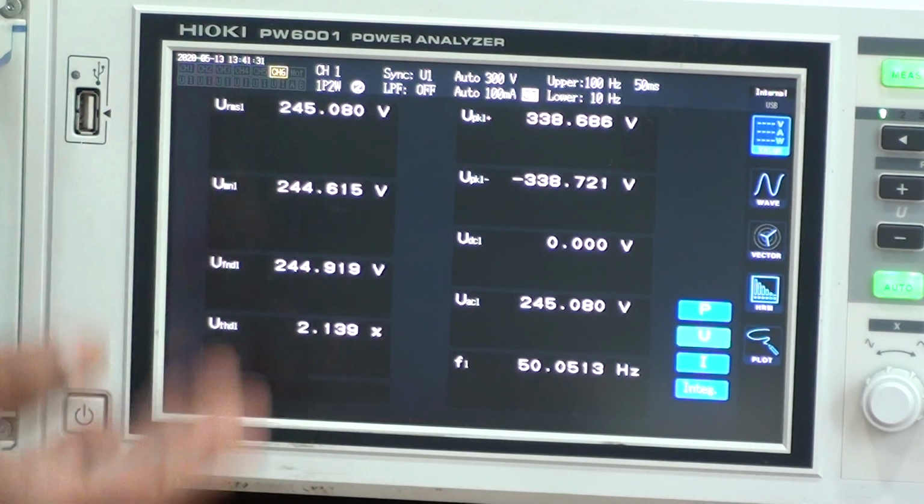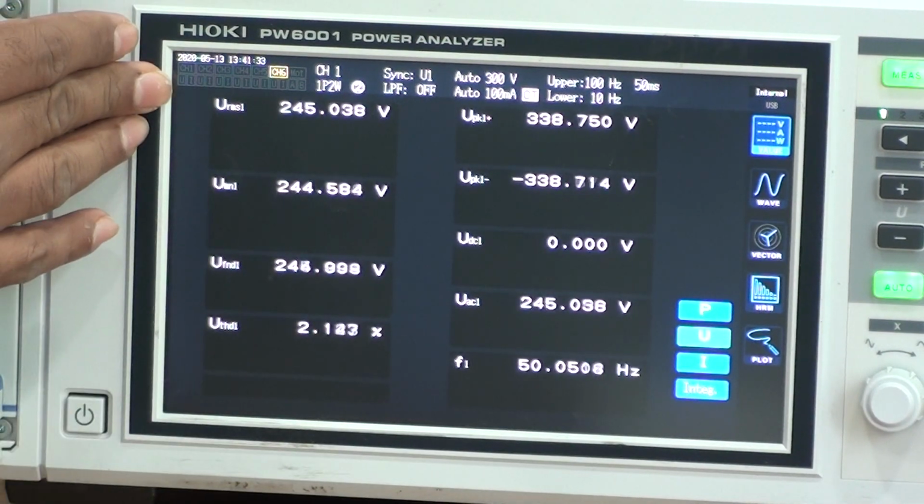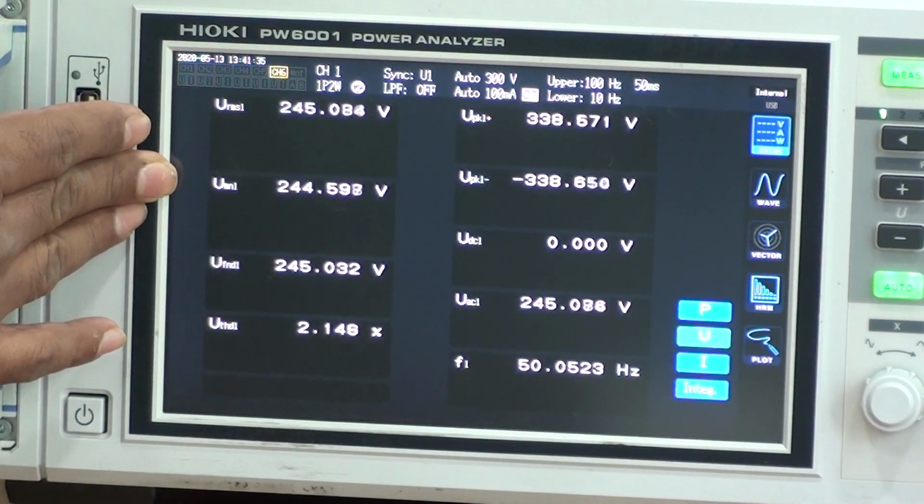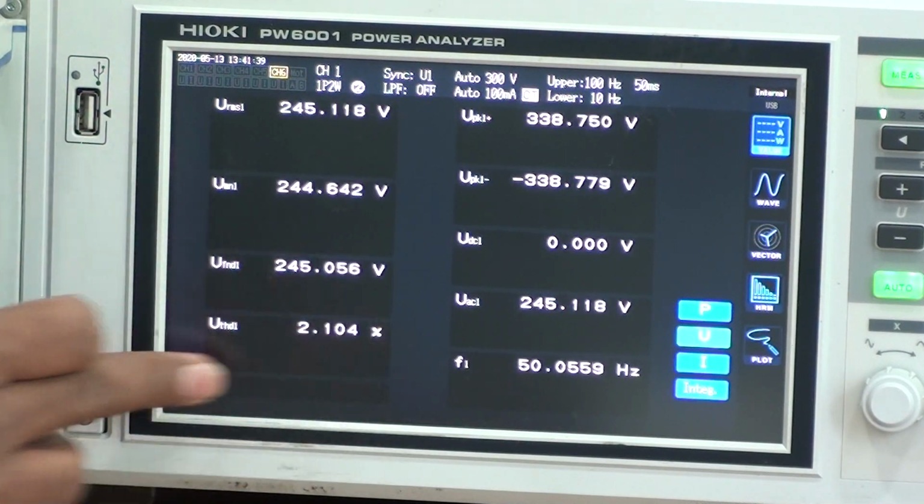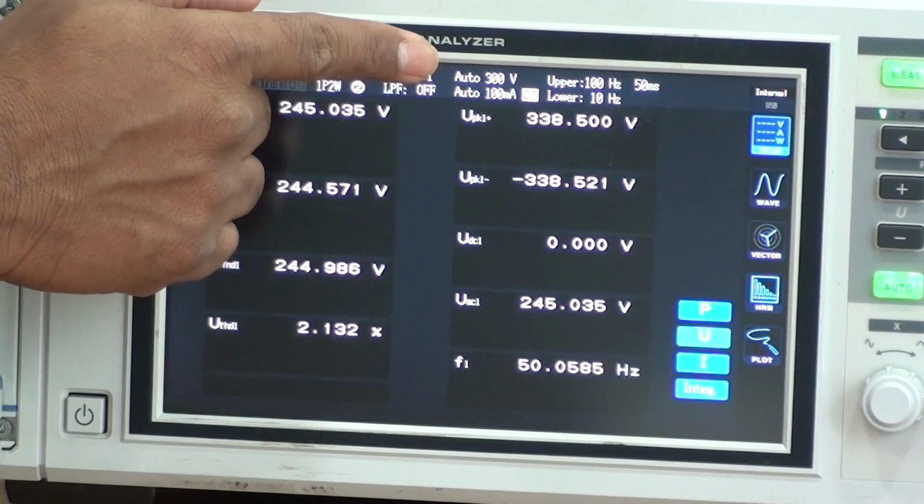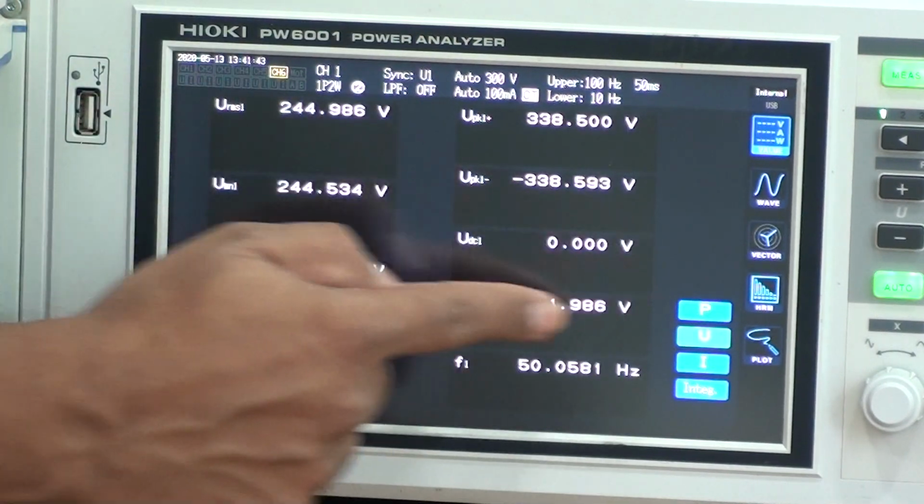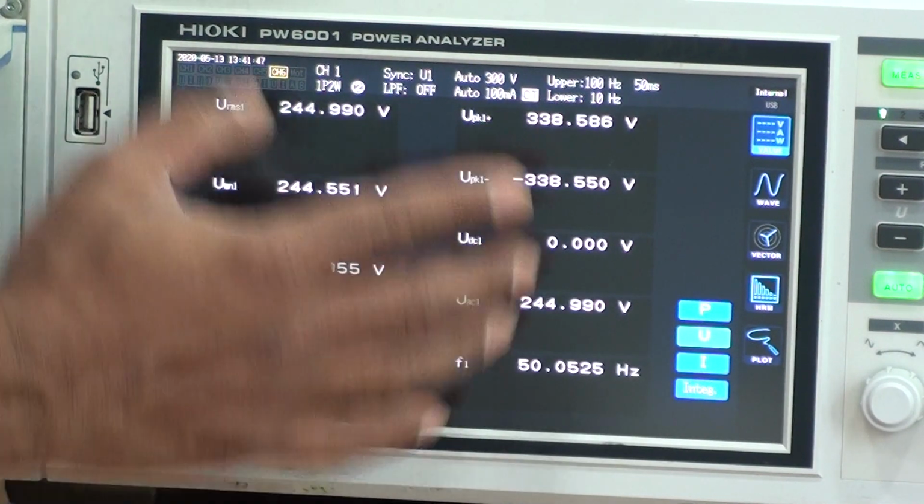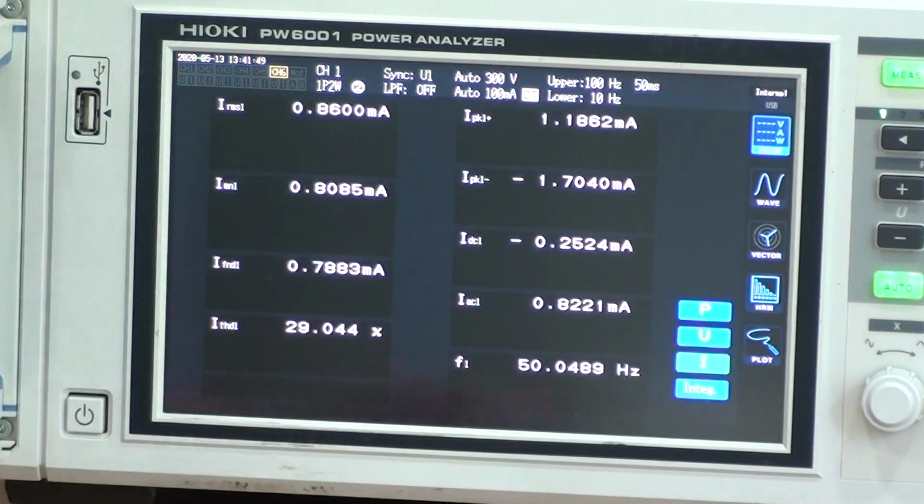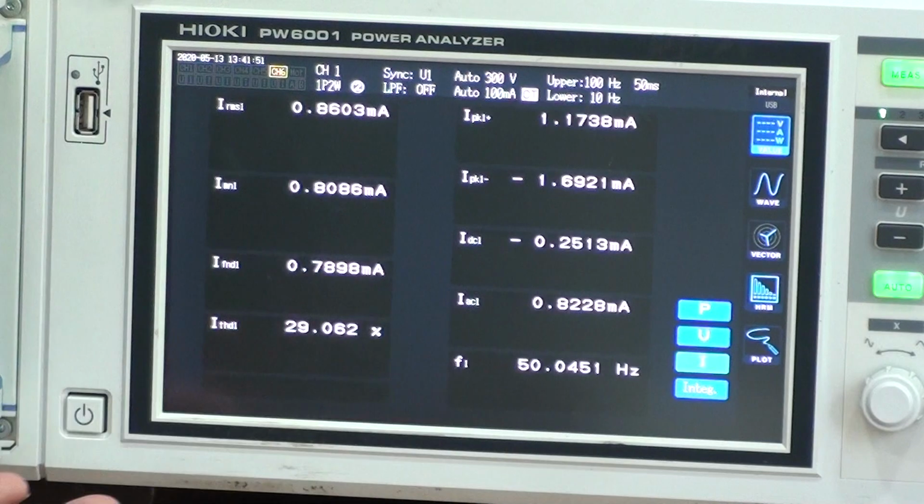Similarly for voltage, you can get VRMS, V mean, V fundamental, V THD, the total harmonic distortion, V peak on the positive and negative side, and if there is any DC component, and this is a pure AC component, and this is the frequency of the voltage. Similar parameters for current. Now this is a single phase system.